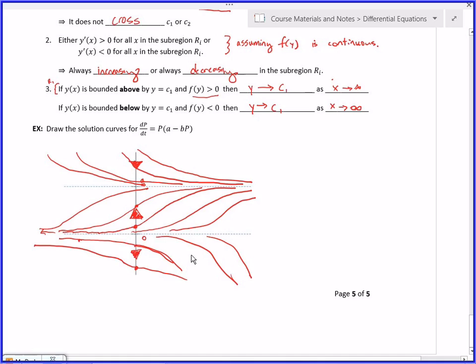Right? In fact, if we gave any P naught, which would be where we started on the vertical axis, we should see that the equation that we came up with gives these curves, depending on where we started.